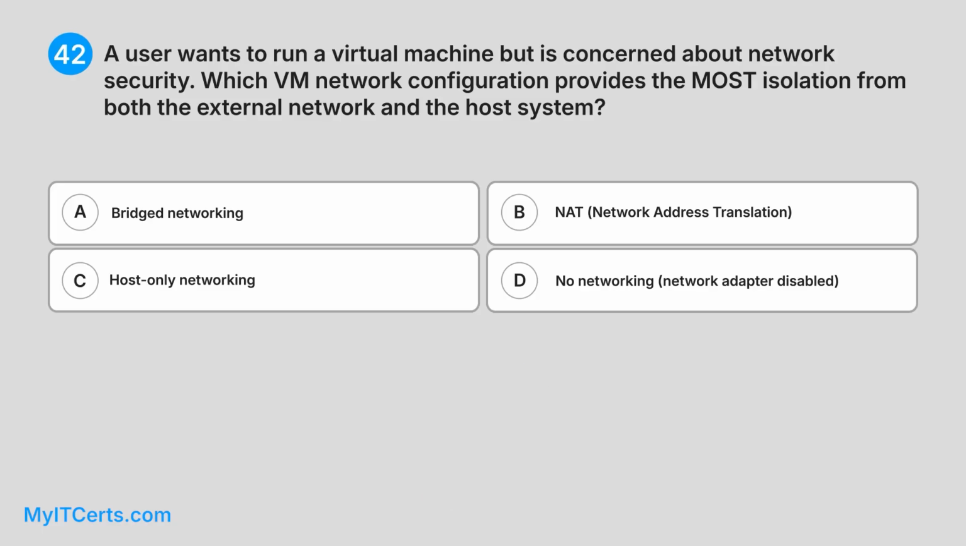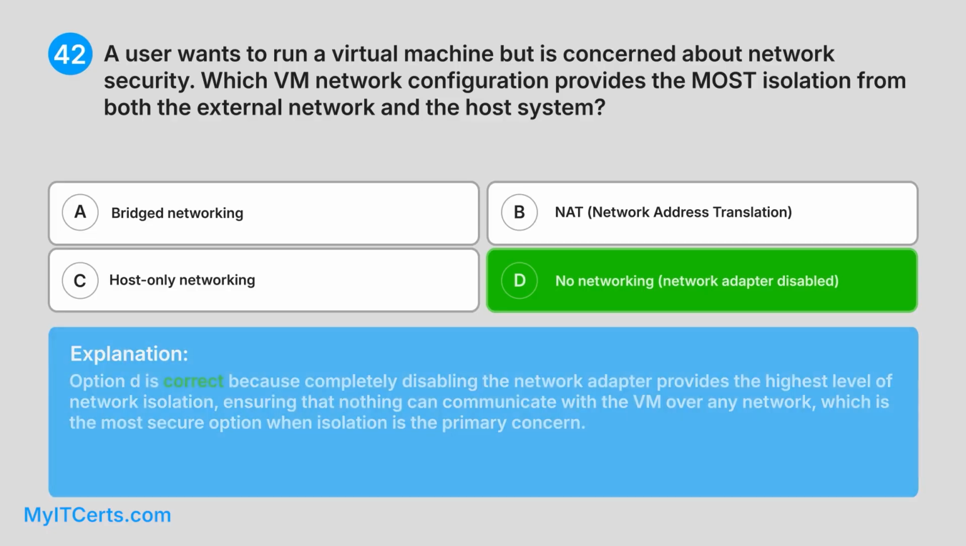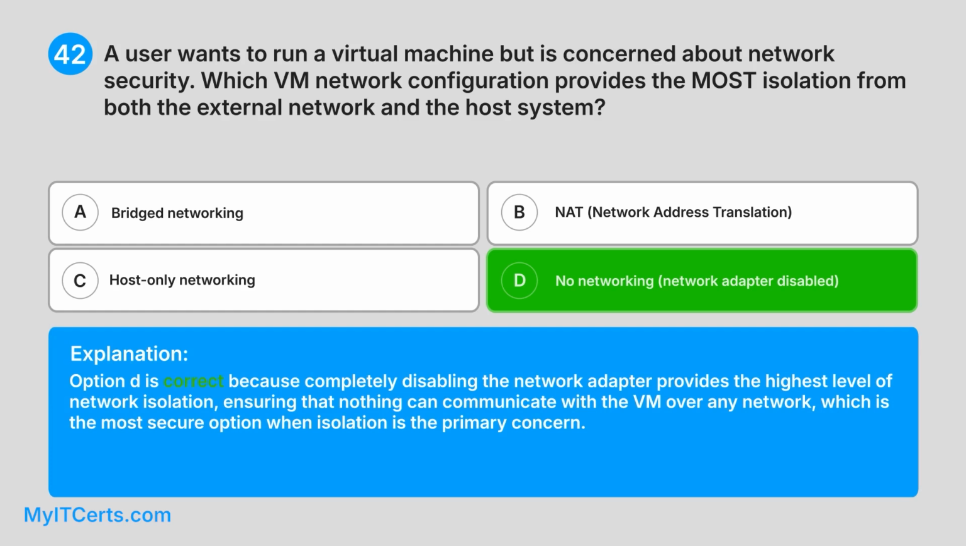Correct answer, D. No networking. Network adapter disabled. Explanation. Option D is correct because completely disabling the network adapter provides the highest level of network isolation, ensuring that nothing can communicate with the VM over any network, which is the most secure option when isolation is the primary concern.